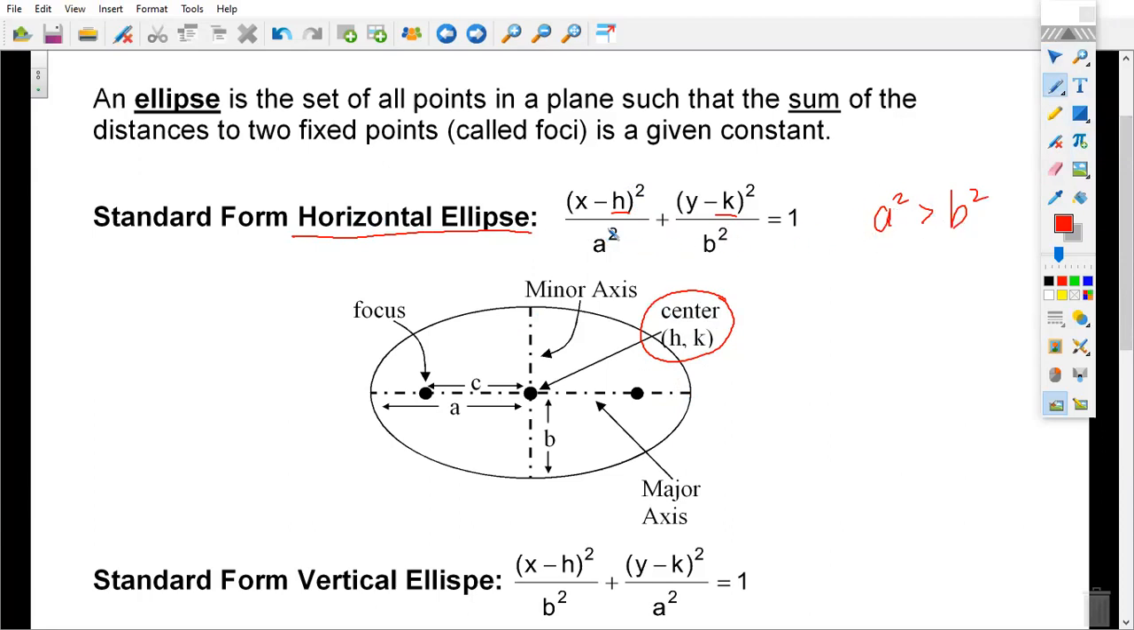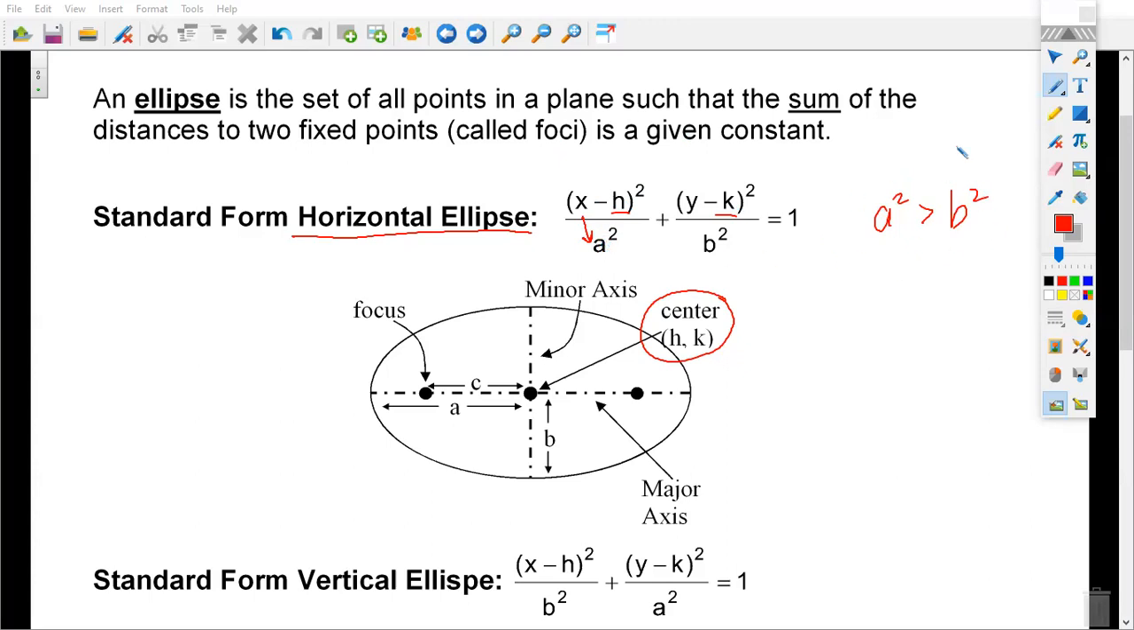Your bigger denominator is going to be with your X. That's how you know that you have a horizontal ellipse. So because the denominator of the X is the larger, that's how you know you're going to have a horizontal ellipse.